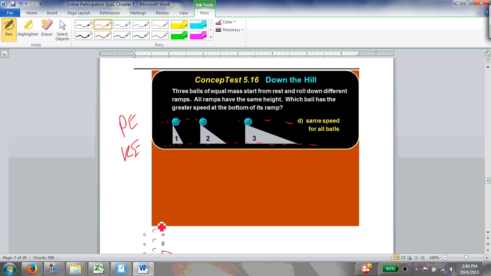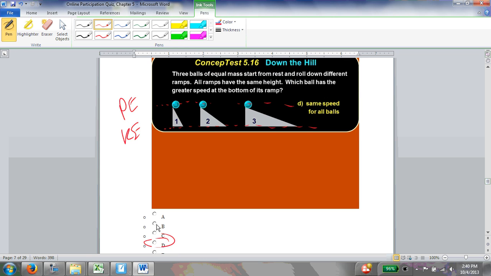By the way, what if we had frictional forces at work here? Which one would be going faster? If there were frictional forces applied, ball A would be going fastest because it would have a shorter distance over which the friction would act. So it would take away less energy.